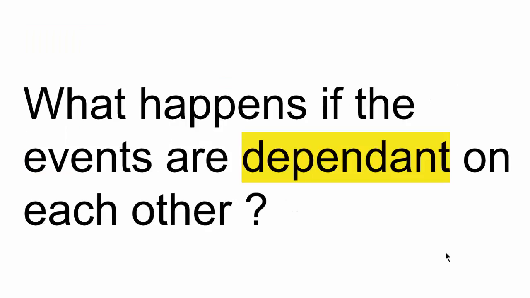So what happens if the events are dependent on each other? In the examples that I just showed you, these events were actually independent. For one of them to happen, the other one did not have to happen. However, what happens if the events are dependent on each other? Are we still going to say it's m times n, or is it something else? Well, let's check out an example.